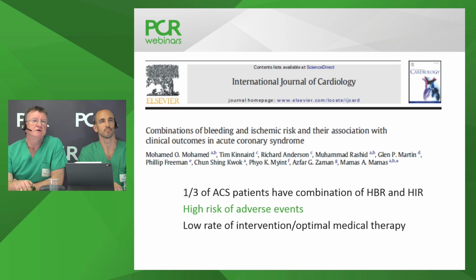One of the problems with defining patients as having high bleeding risks is that one third of patients in this analysis recently published from our group using a large UK database is that high bleeding risk factors often coincide with high ischemic risk factors. And so the very patients that we need to treat with cardiac catheterization procedures and intensive antithrombotic therapy are the patients who are at most risk of bleeding. And so those two factors play off against each other. These patients have a high risk of adverse events, and they often have a low rate of interventional and optimal medical therapy.